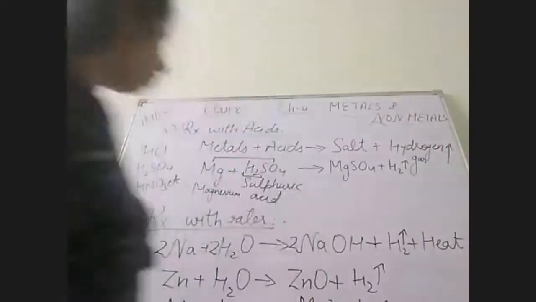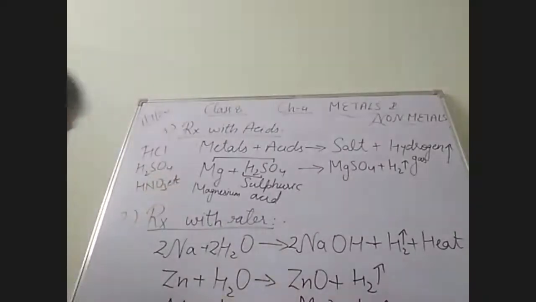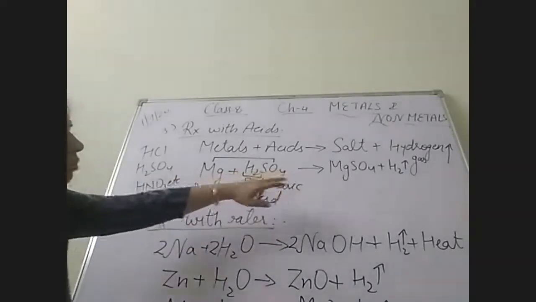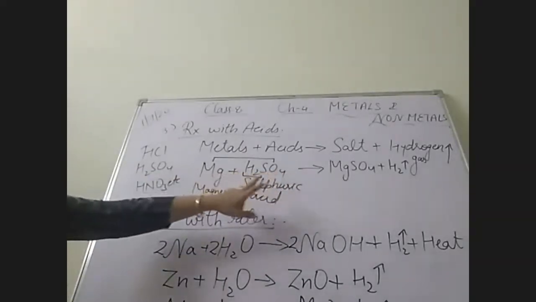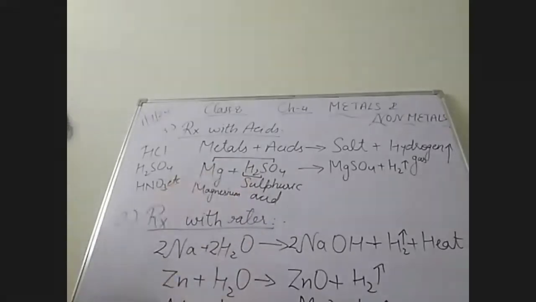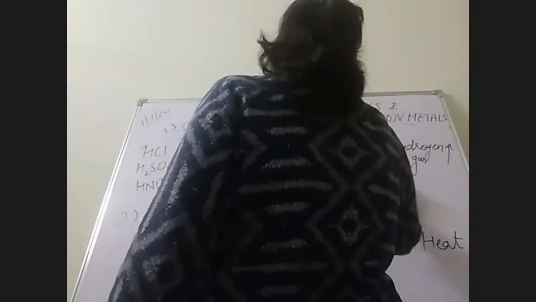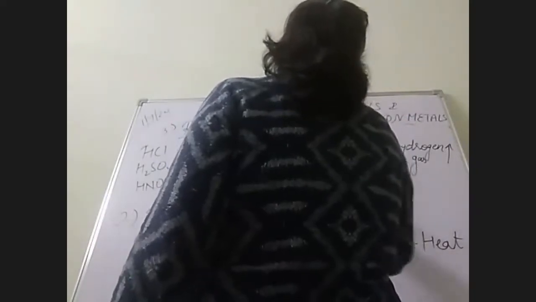Is this equation balanced? Just check it once. Is this balanced? 1 of magnesium? Yes, 1 of magnesium. 1 of sulfur? 1 of sulfur. 4 of oxygen? 4 of oxygen. 2 of hydrogen? 2 of hydrogen. So the equation is balanced. So it will form magnesium sulfate plus hydrogen gas evolved. What is this? This is magnesium sulfate.